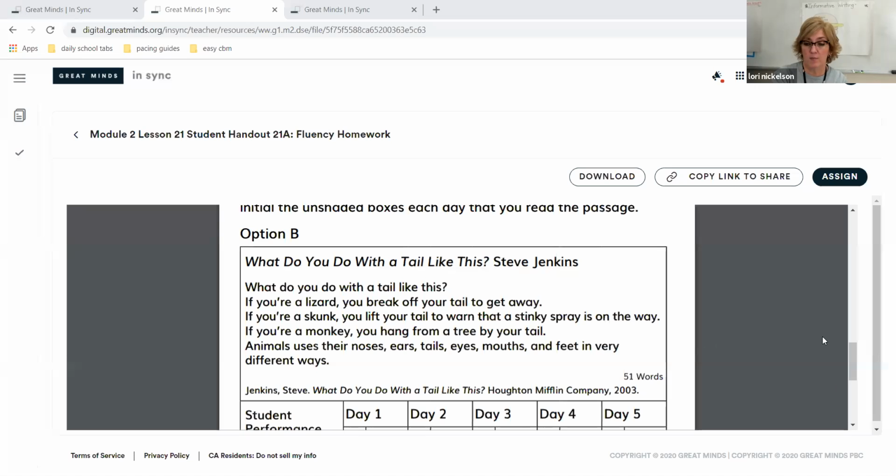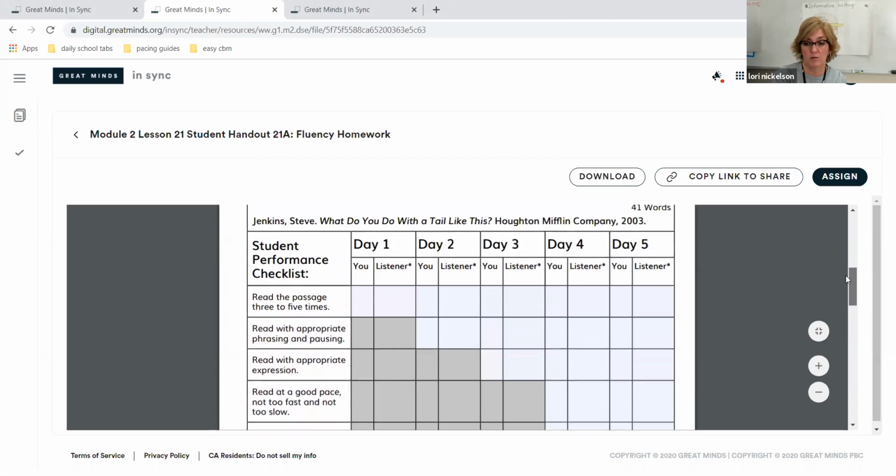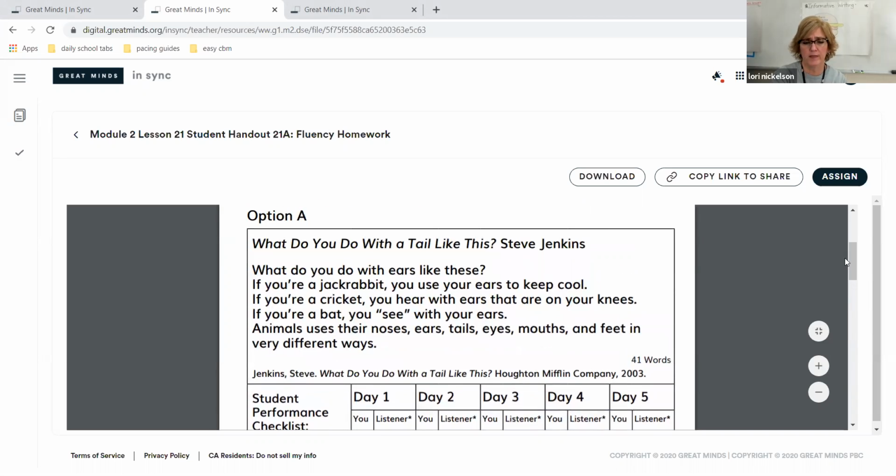Now, there is an A portion to this also, so we're doing this a little backwards. We're going to go up to A now and read that.